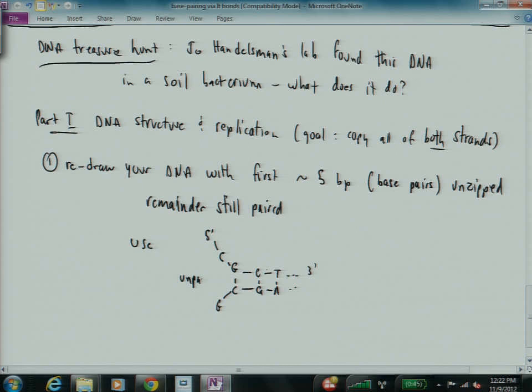So the first thing you do is pick one of your group's DNA sequences, copy it down, and rewrite it with the first 5 or so base pairs unpaired, because we're going to start replicating this thing. And the way you start replication is you unzip it, as you guys saw in that animation. So redraw it with some unzipped, and then I'll give you a couple minutes to do that, and then I'm going to call a name.